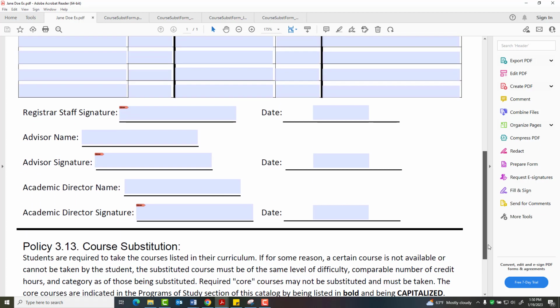Down at the bottom of the page, if you're the advisor, you're going to put your name, your signature, and the date here.